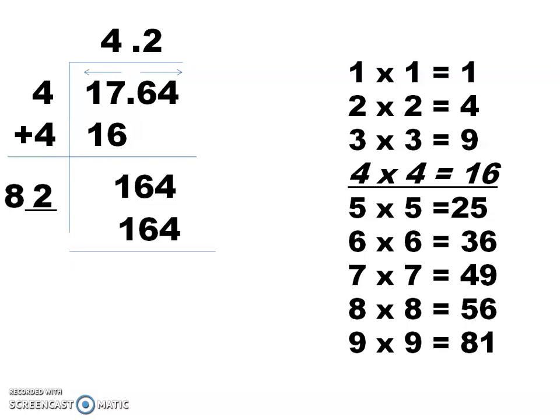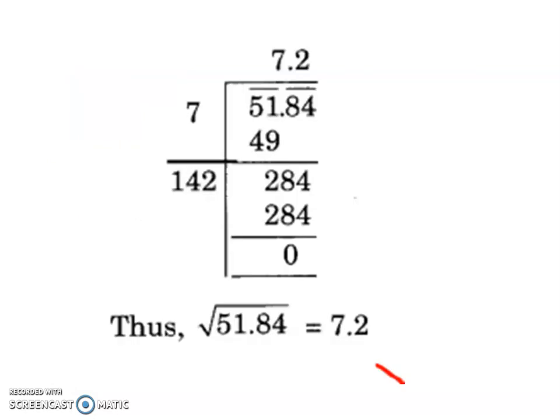So what is the square root of this number? Square root of 17.64 is equal to 4.2. Clear? We'll do the next one.